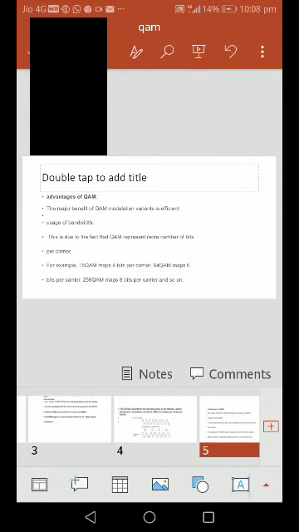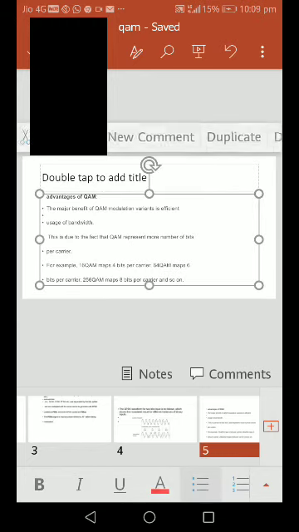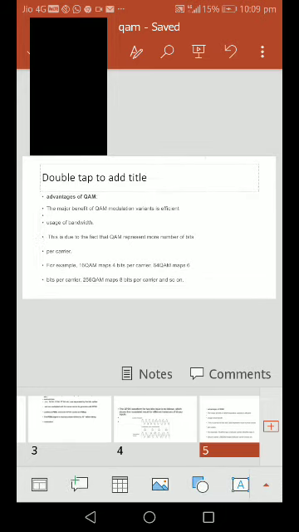The advantage of QAM: the major benefit of QAM modulation is efficient use of bandwidth. This is due to the fact that QAM represents more bits per carrier. For example, 16 QAM maps 4 bits per carrier, 64 QAM maps 6 bits per carrier, 256 QAM maps 8 bits per carrier, and so on.